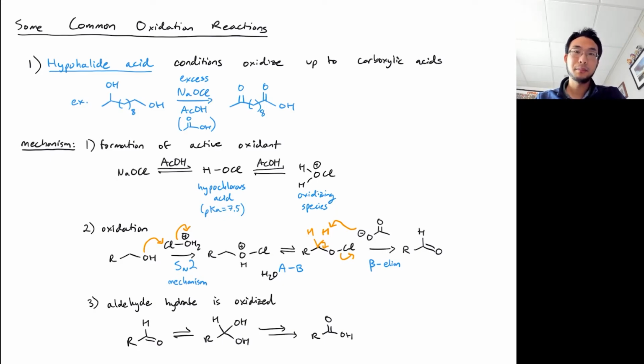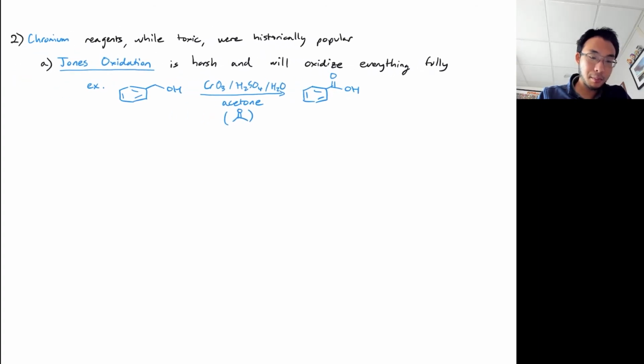A second class of reagents that was historically much more popular but has fallen out of favor more recently are those based on chromium. The reason these have fallen out of favor is because chromium is highly toxic and a huge environmental problem. However, it's really good at the chemistry it does, so we still like to learn about it. The first version of the reaction is called Jones oxidation.